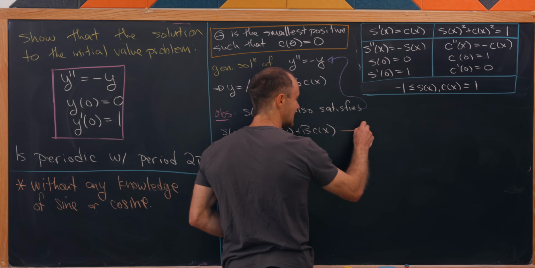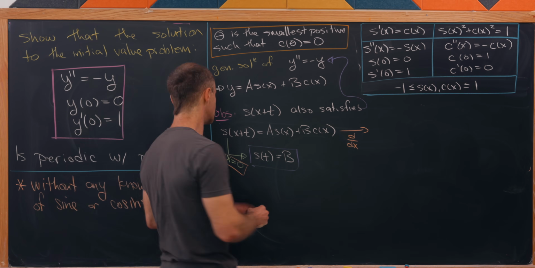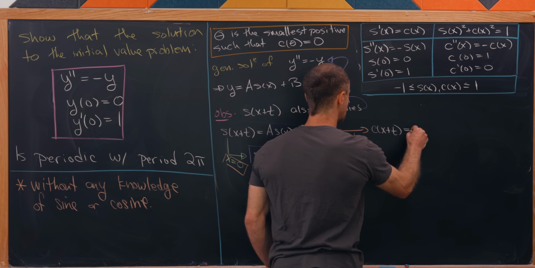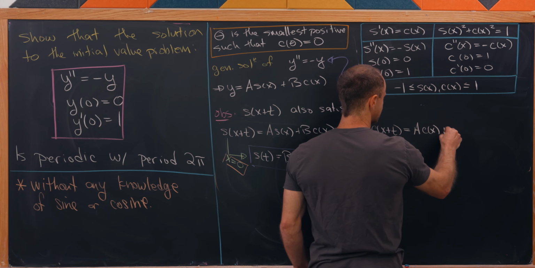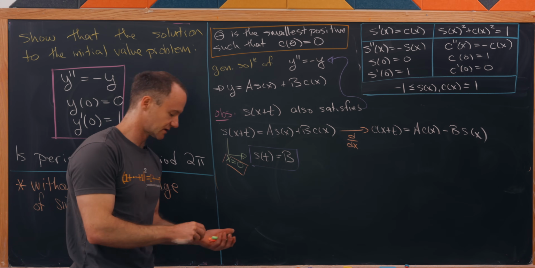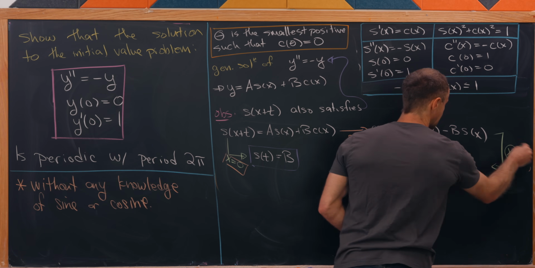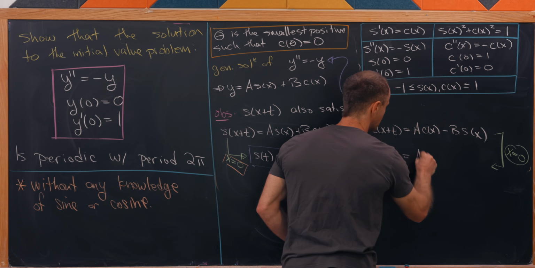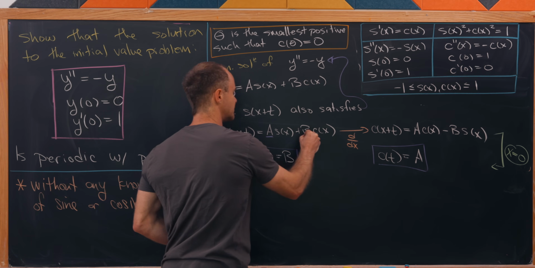And we can get that by taking the derivative of this equation and then playing the same game. So the derivative of s is c, so that's going to be c of x plus t equals, derivative of s is c again, so we have a times c of x, and then it'll turn into minus b times s of x because of our derivative rules. And now we'll play the same game. So let's set x equal to 0 again and see what happens. So that's going to give us c of t over here equals a. Okay, nice. So now we've determined our two coefficients a and b.